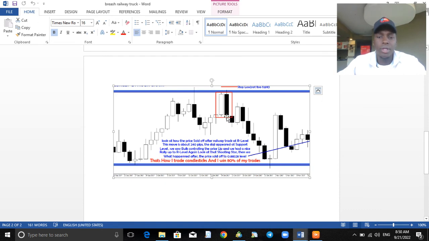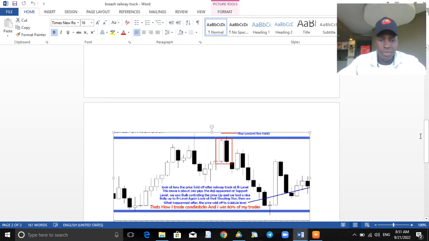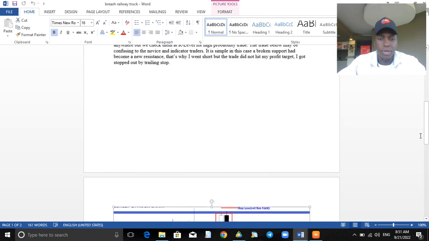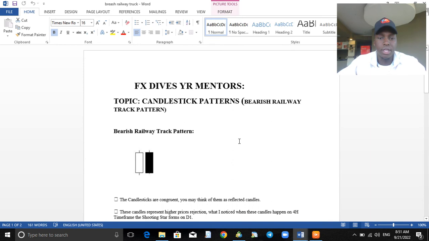Remember, when you get in this trade, make sure that your stop loss is above this resistance level. That means if price breaks that resistance level, it's no longer a sell. You must be looking for buying momentum. So that's all we had for you in today's video. We have been breaking down the candlestick pattern called the bearish layered trap.